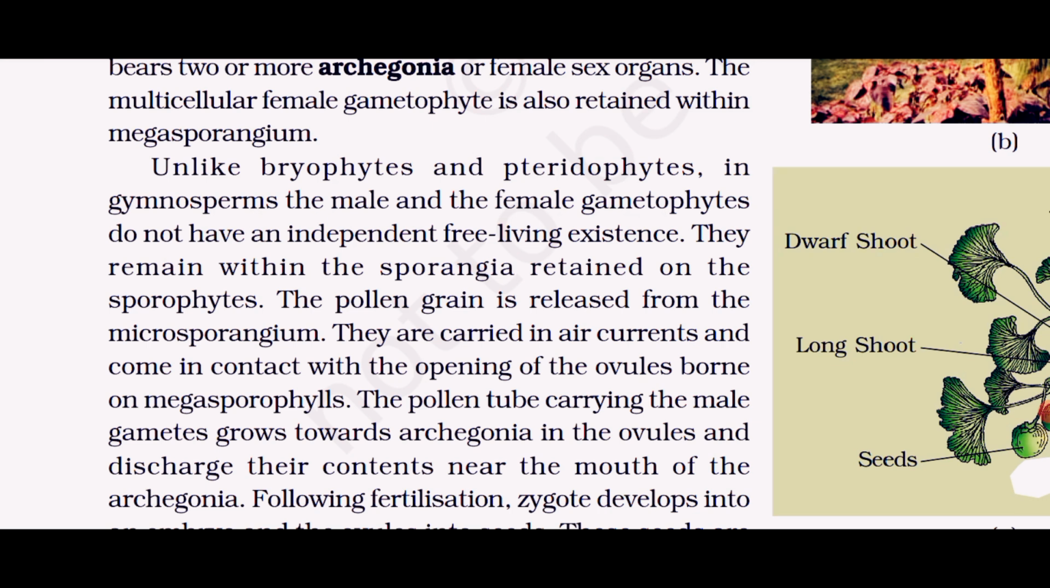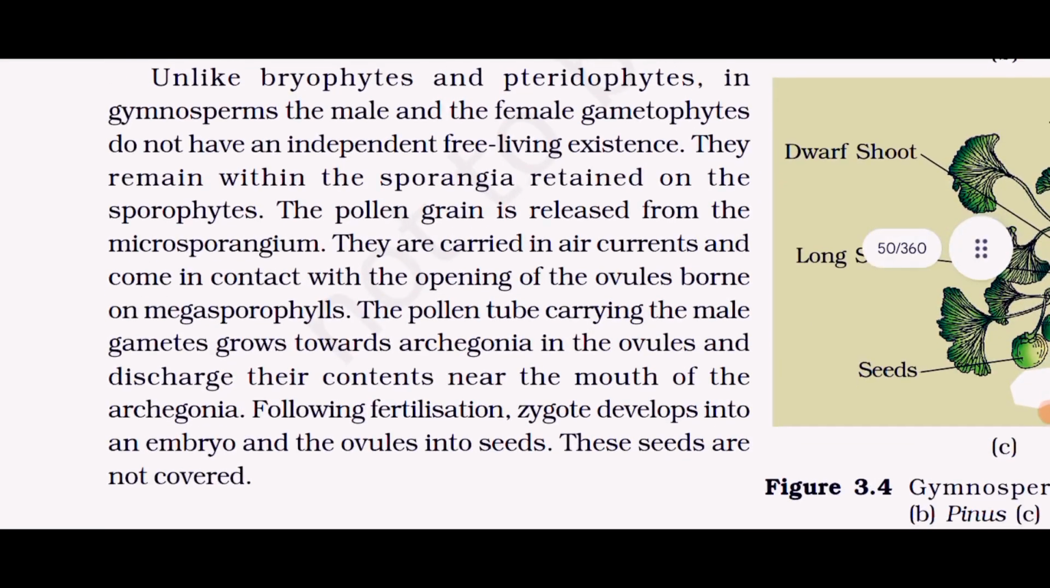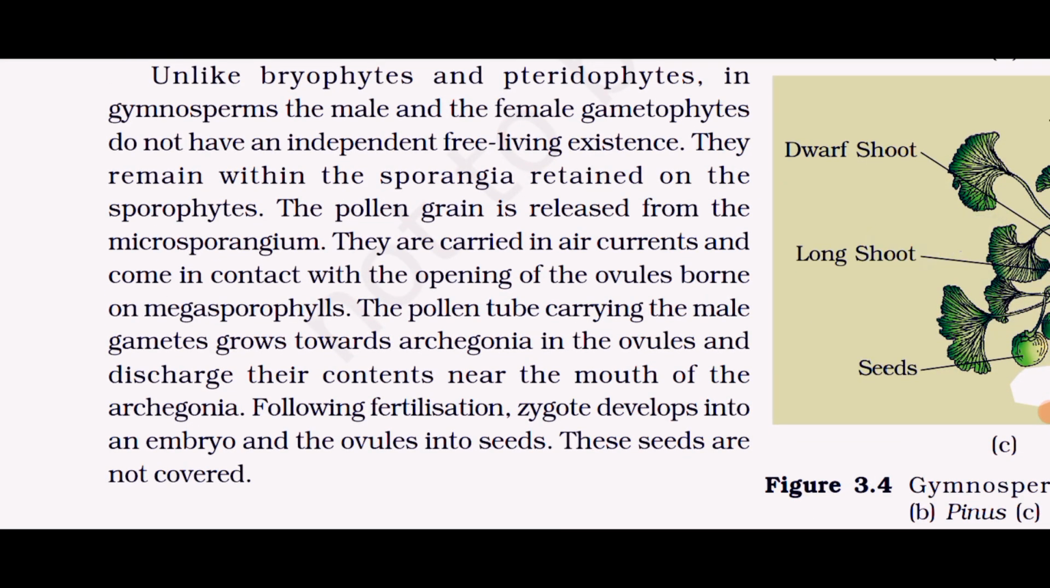The pollen grain is released from the microsporangium. They are carried in air currents and come in contact with the opening of the ovules borne on megasporophylls. The pollen grain carrying the male gametes grows toward archegonia in the ovules and discharges its contents near the mouth of the archegonia. Following fertilization, zygote develops into the embryo and the ovules into the seeds. These seeds are not covered.